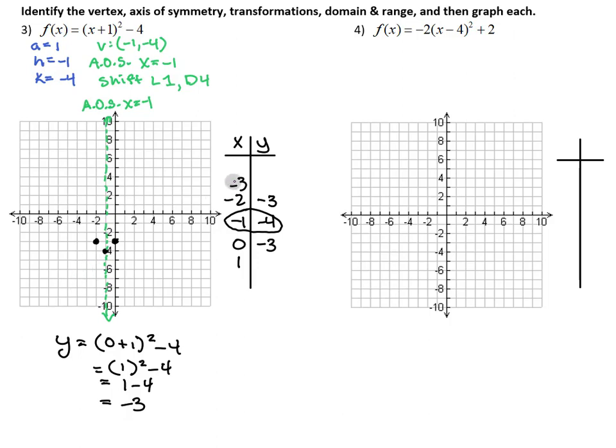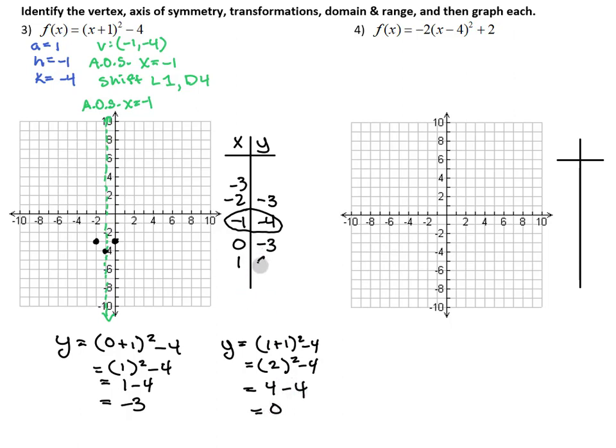Okay, well, I can plug in either negative 3 or positive 1. They should both give me back the same solution. I'm going to plug in positive 1. So we have 1 plus 1 squared minus 4. Simplifying in the parentheses, we get 2 squared, which is 4. Right, exponents next. And then 4 minus 4 gives us back 0.